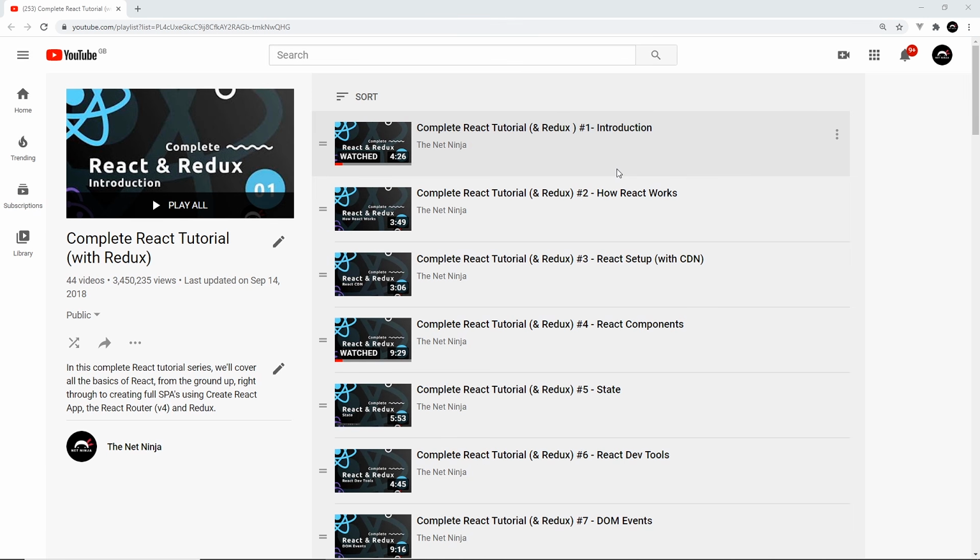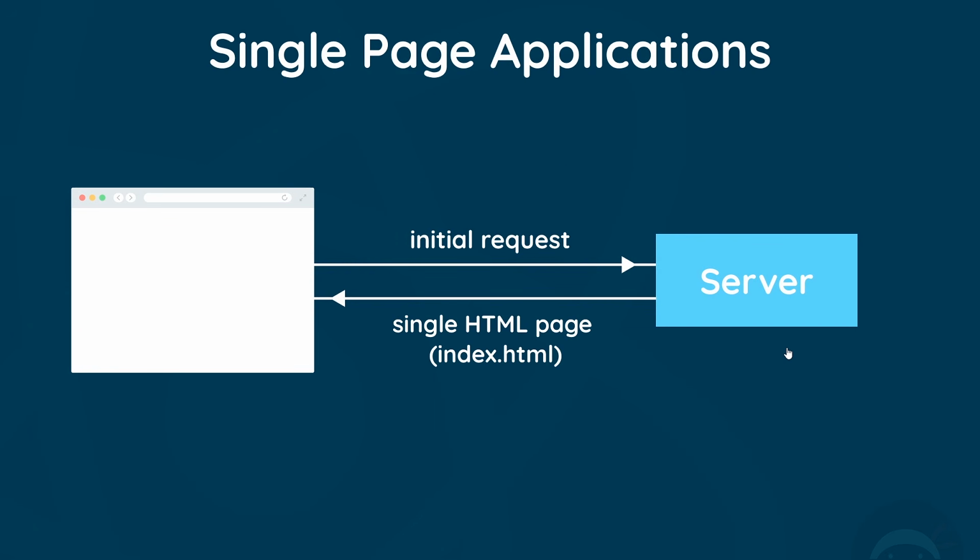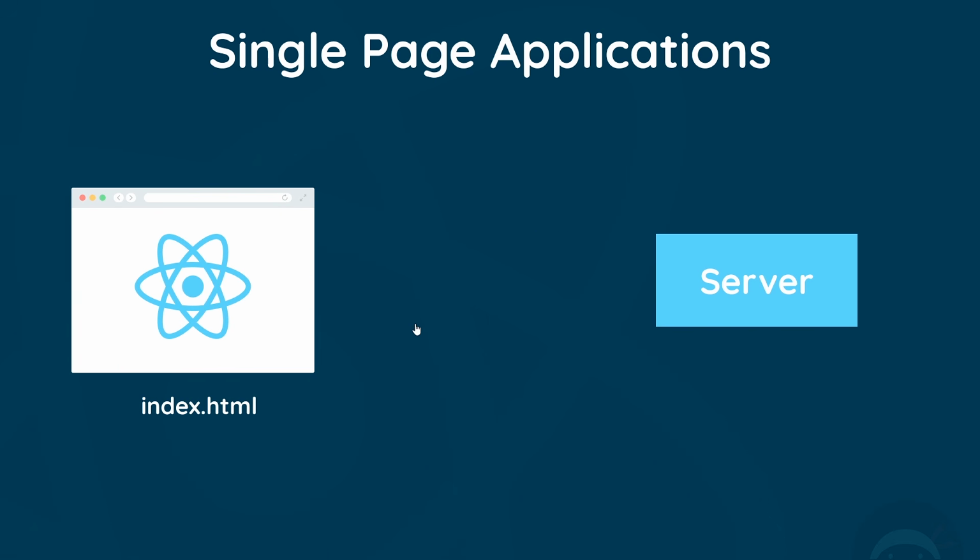But first of all, what is React? Well, React is a JavaScript library that we use to create interactive websites and user interfaces. And it makes it really simple to create something called a single page application, or an SPA for short. Now, by single page, I mean that the server only ever needs to send a single HTML page to the browser for the website to run fully. And then React takes over and manages the whole website in the browser, including any kind of website data or user interactivity, such as click events, and even routing from page to page.